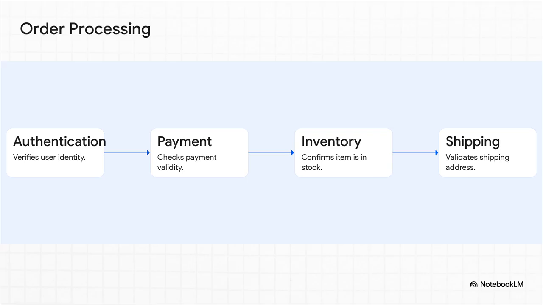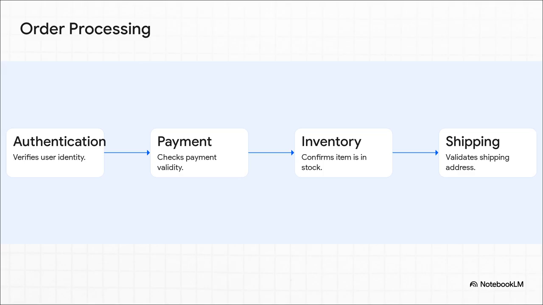First up, there's the authentication check. Hey, do we even know who you are? Pass that, and you're on to the payment check. Is this credit card going to work? Okay, payment's good. Next, inventory. Do we actually have this thing in stock? And finally, the shipping check. Can we even get this to your address?